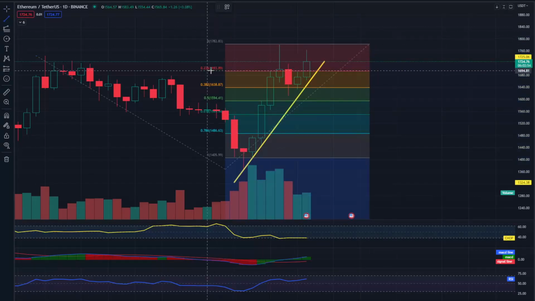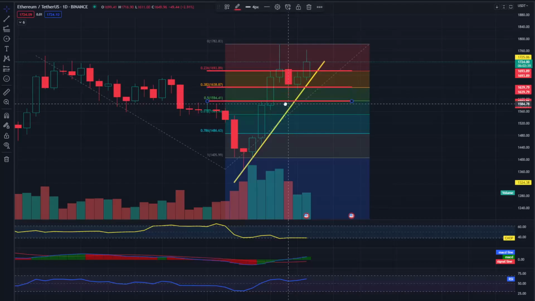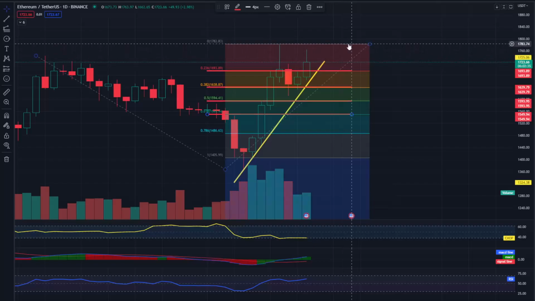We will use the trend-based fib extension tool to mark the supports, and as you can see, we have the first support at $1,694, the second support at $1,640, the third at $1,594, and then the fourth support at $1,550.